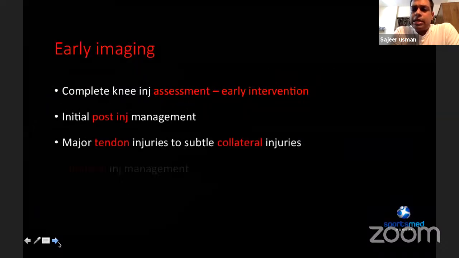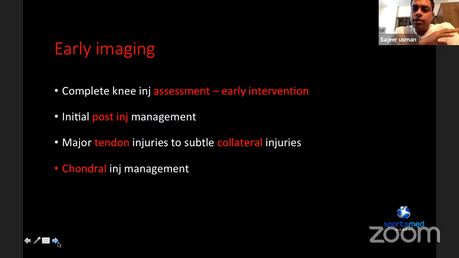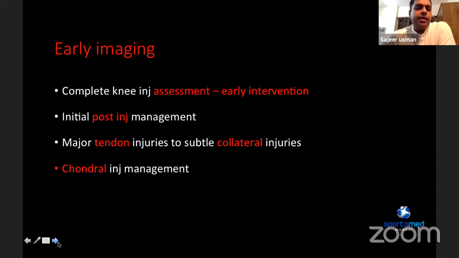So early imaging does have advantages. It completes the knee injury assessment. It gives us an idea about the 10% of cases which need early intervention. And it also customizes the initial post-injury management in some patients who need bracing, some patients who need non-weight bearing. It can pick up injuries from major tendon injuries like the one I showed to subtle collateral ligament injuries. And I think it's a key thing in chondral injury management.